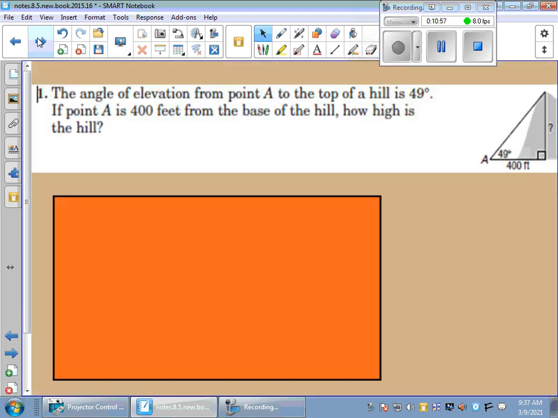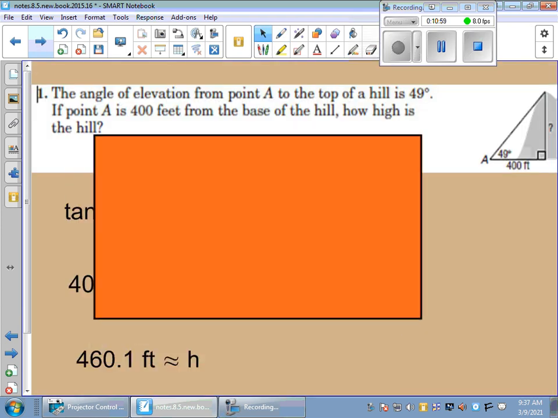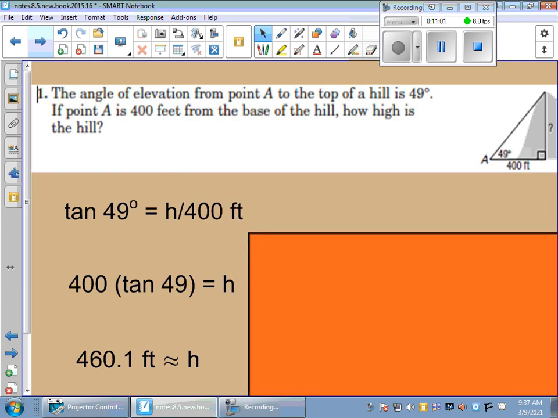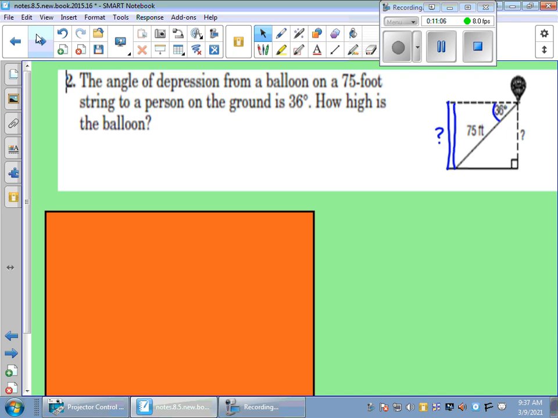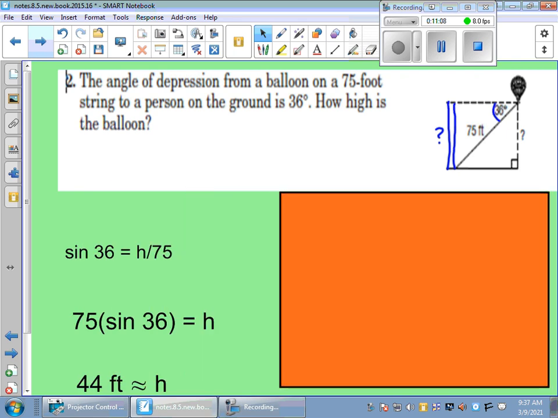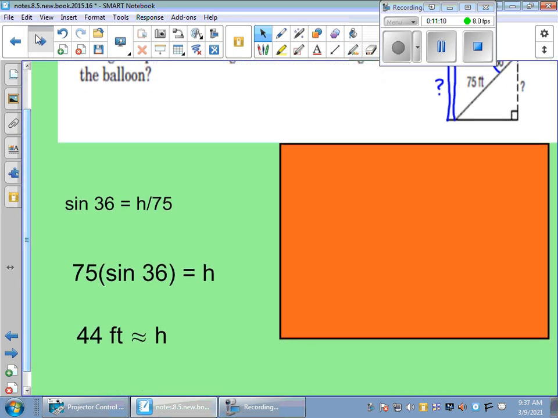There's a couple more that you can do if you want. Try these on your own. This one has an answer that goes with it. Try that one on your own, see what you get. I don't have an answer to that one drawn out. You can try this one on your own and see if you can get the same answer, about 44 feet.